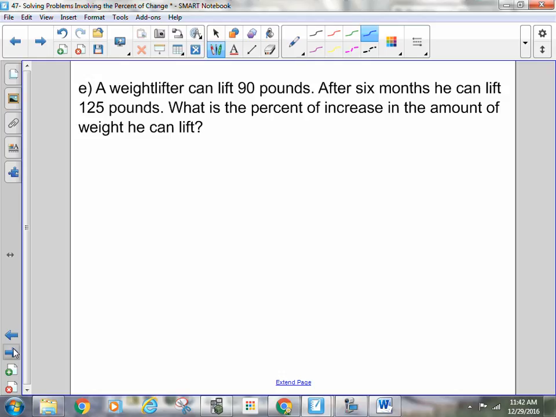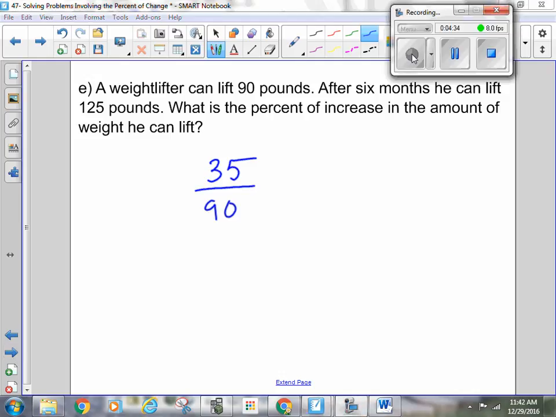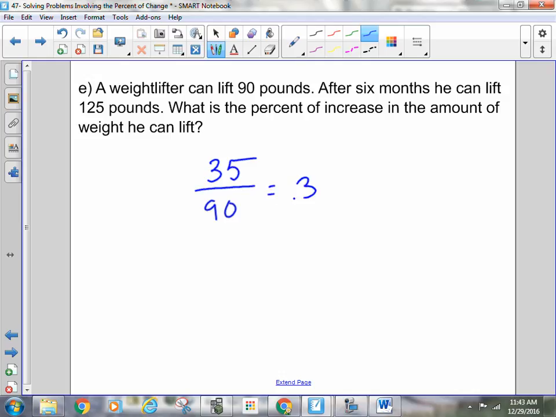Okay, so we need to find the difference between the two. So 90 to 125, that's an increase of 35 pounds over your 90 pounds for your original. So we're going to divide 35 divided by your 90. And we find that to be 0.38 repeating. So if we round that, it's a 39% increase.